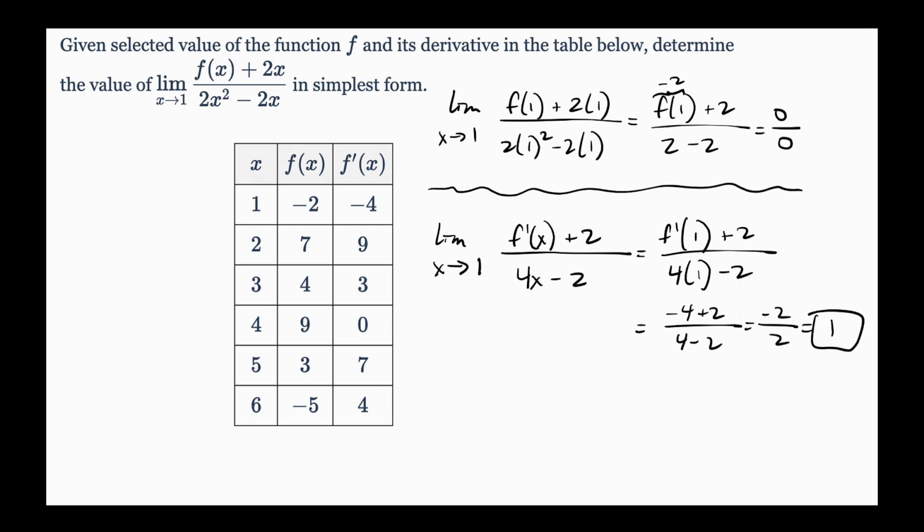Okay, so I found the original, plugged in 2 for x, got 0 over 0. Same thing with the bottom. I found the derivative, same thing I did on the last problem. I found the derivative, plugged in 2, and I got a number. If I didn't get a number, I would have just found the derivative again. Okay.